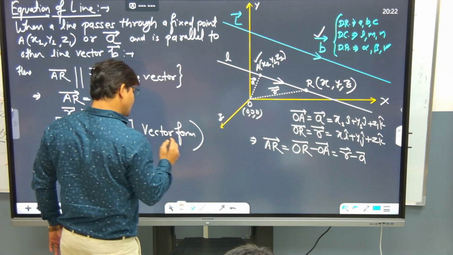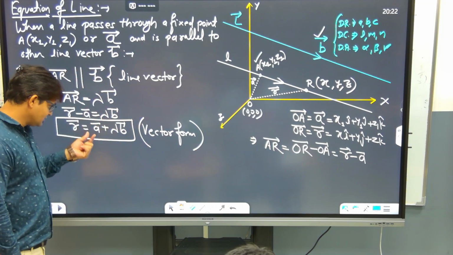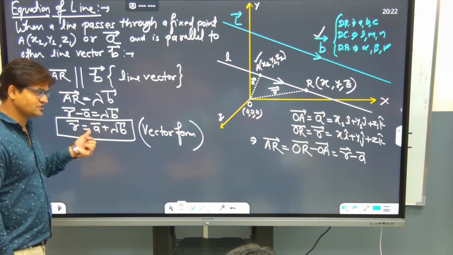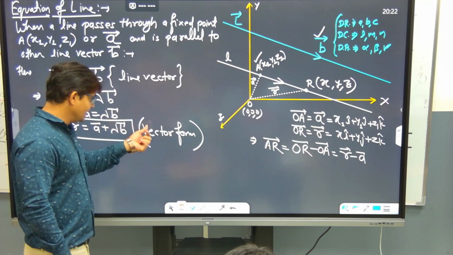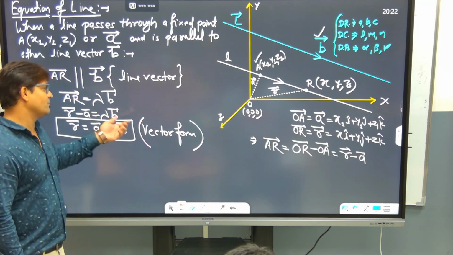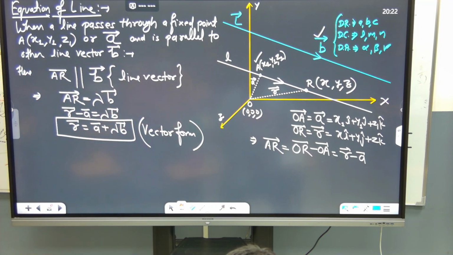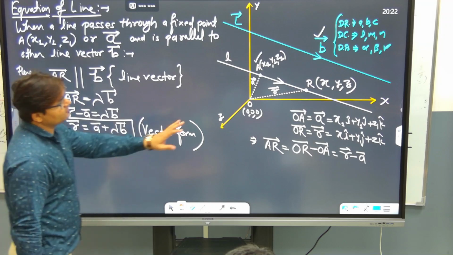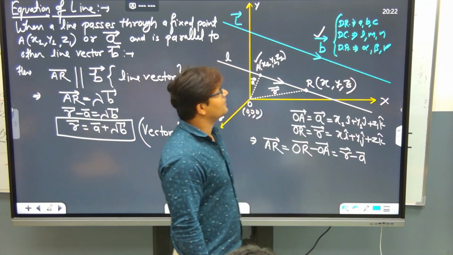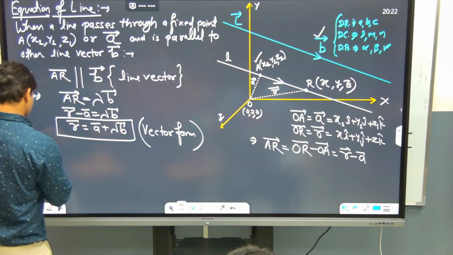The vector form of a line in 3D, where our line passes through one fixed point. The position vector of the fixed point is the A vector, which is (x1, y1, z1), and the direction is either the line's direction or a parallel line's direction. So the R vector equals A plus lambda B. But if the B vector is given by a, b, c, or l, m, n, or alpha, beta, gamma, and similarly A is given, here I am writing one more case.